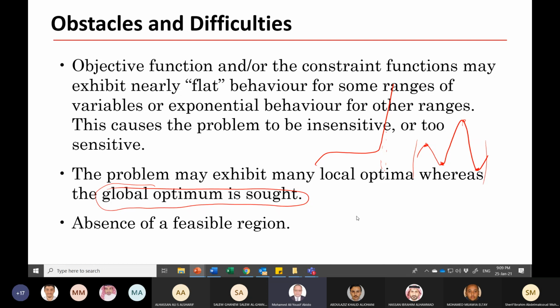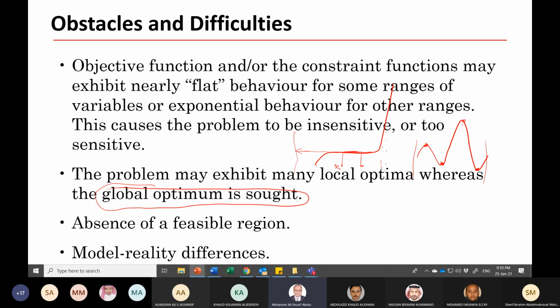So let us take the question of Khalid Sulaiman. Yes, Dr. Sam, and thank you. I can understand how a flat behavior can be too sensitive, but how could it be insensitive? No, this is insensitive here. The change in the parameter doesn't affect the function value.